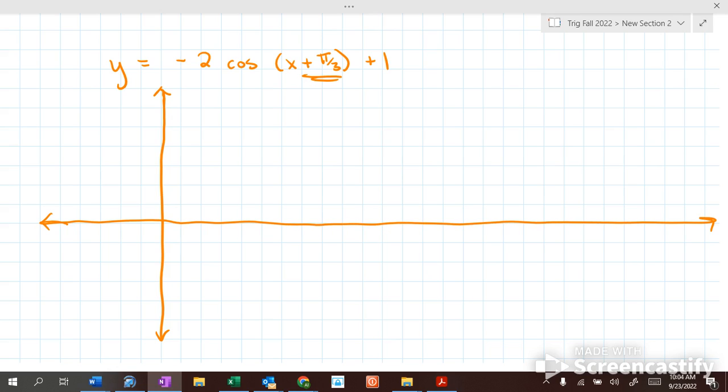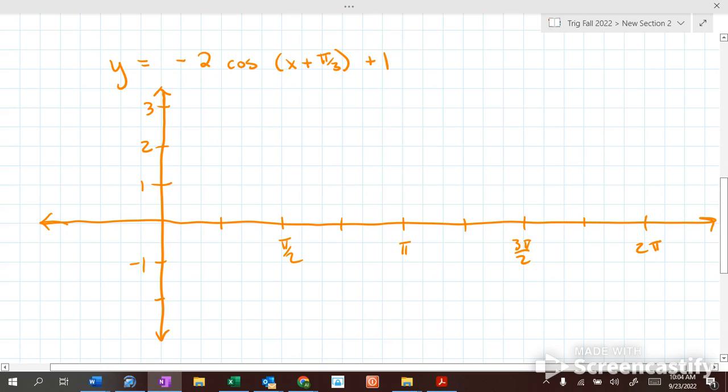So again, since I have pi over 3, let's just make it 12 to get to pi. So 3 to get to pi over 4. Pi over 2 is 6. Pi is 12. 3 pi over 2. And 2 pi. 1, 2, 3. -1, -2.